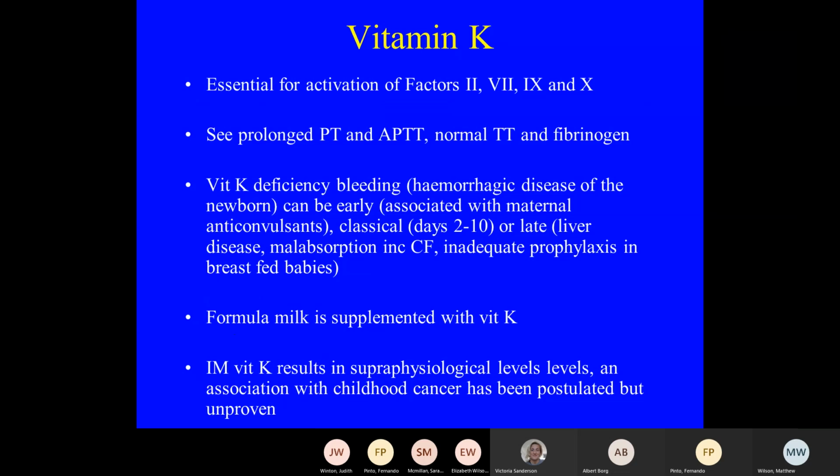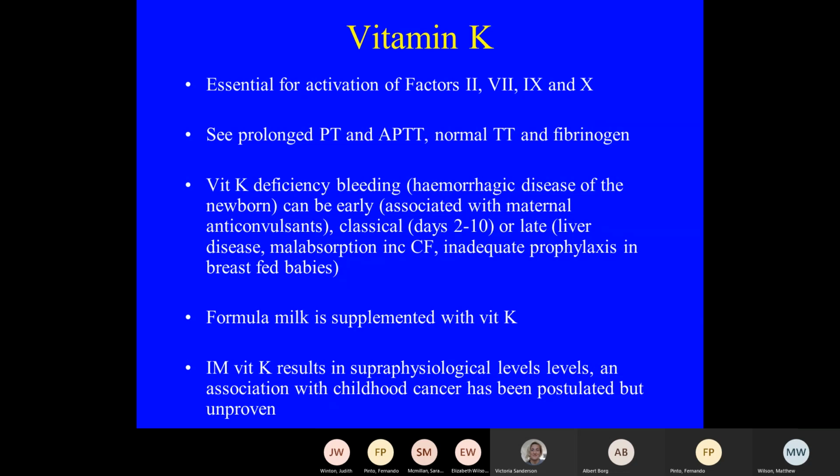Vitamin K is essential as a cofactor for activation of those vitamin K dependent coagulation factors that I mentioned, 2, 7, 9, and 10. It normally gives you a prolonged PT and APTT and a normal thrombin time and fibrinogen. The APTT can sometimes be normal because the only vitamin K dependent coagulation factor in the intrinsic pathway is factor 9. And there are 3 other vitamin K dependent coagulation factors in the PT test, so that's why it tends to be more affected.